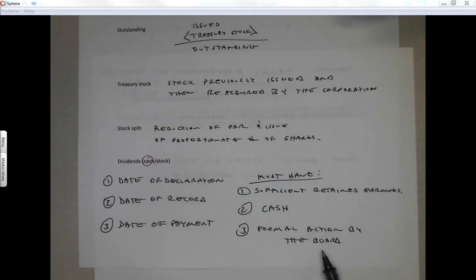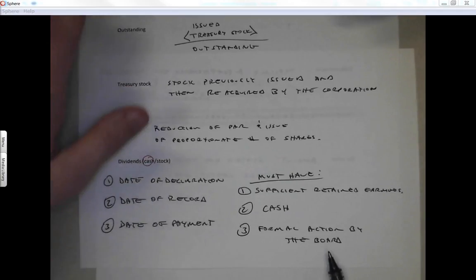So maybe you own preferred dividends, and it states that you're going to get 7% dividends each year. If the board doesn't formally declare that they're going to pay that dividend, no dividend check gets written. Even though it says that it's supposed to, it still requires the action of the board. So those are the three must-haves.